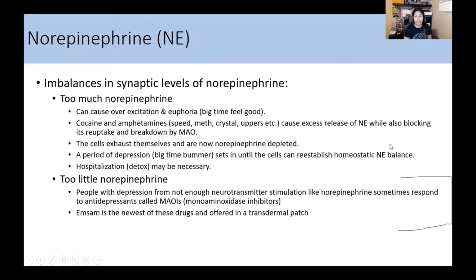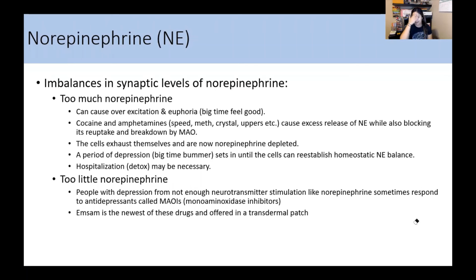If we have too much norepinephrine, that could be a problem too. It can cause an overexcitation and euphoria, so you feel really, really good. Cocaine and amphetamines, like your uppers, are going to cause this to happen. An excess of norepinephrine is released, so things like speed, meth, crystal meth. These things cause an excess release of norepinephrine, and they also block the reuptake and breakdown by these monoamine oxidases too. So we just have a lot of norepinephrine staying in that synaptic cleft. You've got lots of action potentials firing, and you're feeling real good.